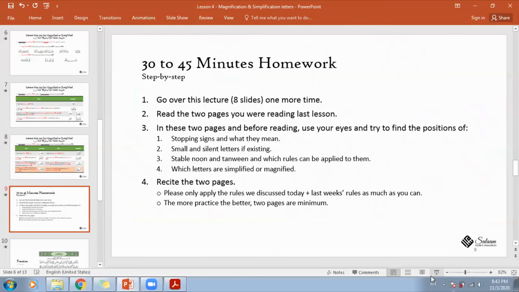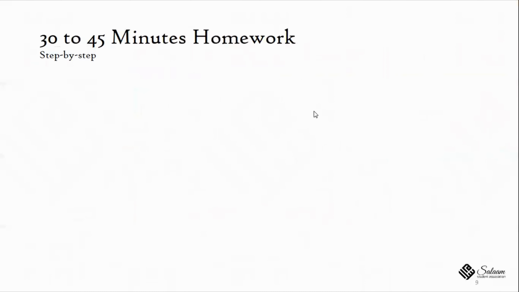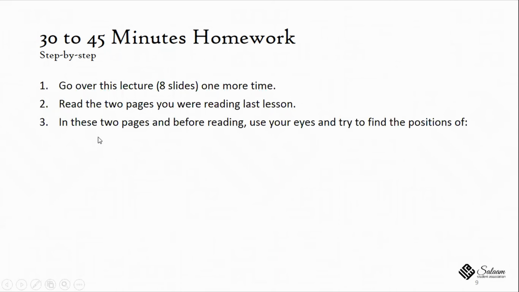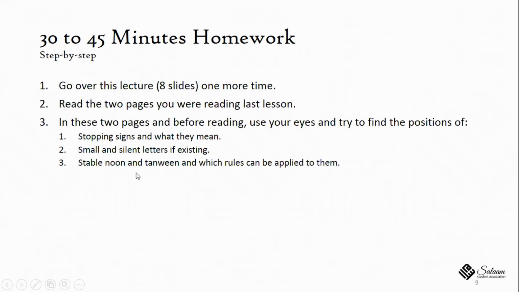The homework, last time we added one page. I hope you guys do it. Go over the slides. With ra, I know it's complex, no problem. Just remember the four rules or the four situations for the ra, simplified or muraqqaq, and any other ra should be magnified or mufakham. Read the 2 pages. In the 2 pages, before you read, just use your eyes to find the stopping signs that we went over, small and silent letters, stabilun and tanween.